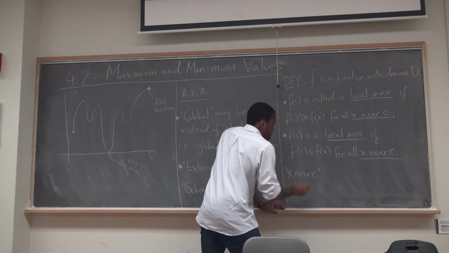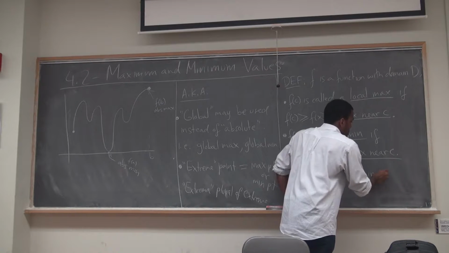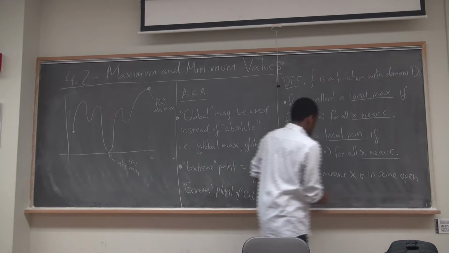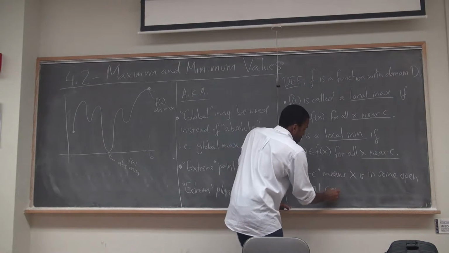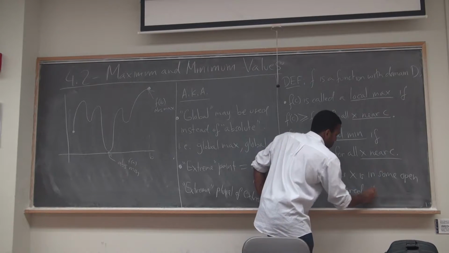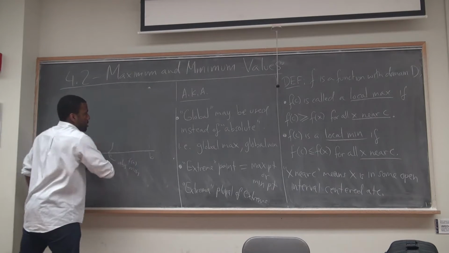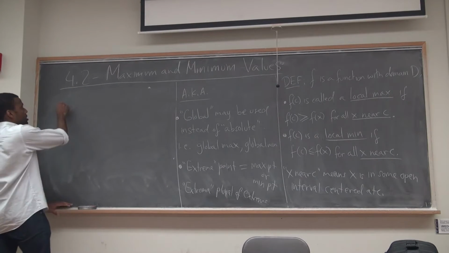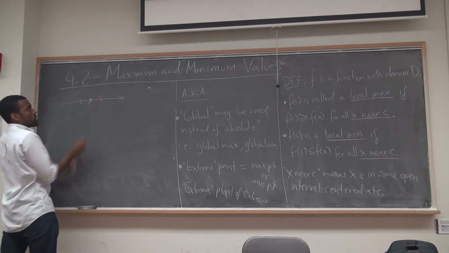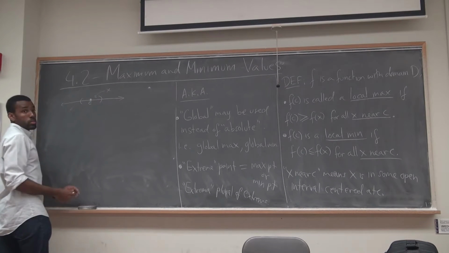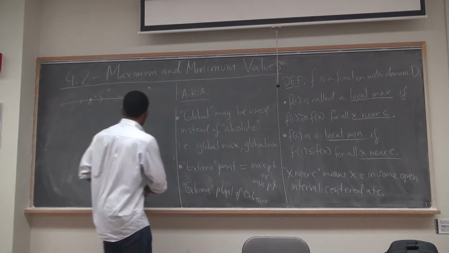X near c means x is in some open interval centered at c. So the idea is, if you're on a number line and c is right here, then you take some small open interval around it. X is any number in that interval, just in that local group. Like you're zooming in and looking locally, not in general.